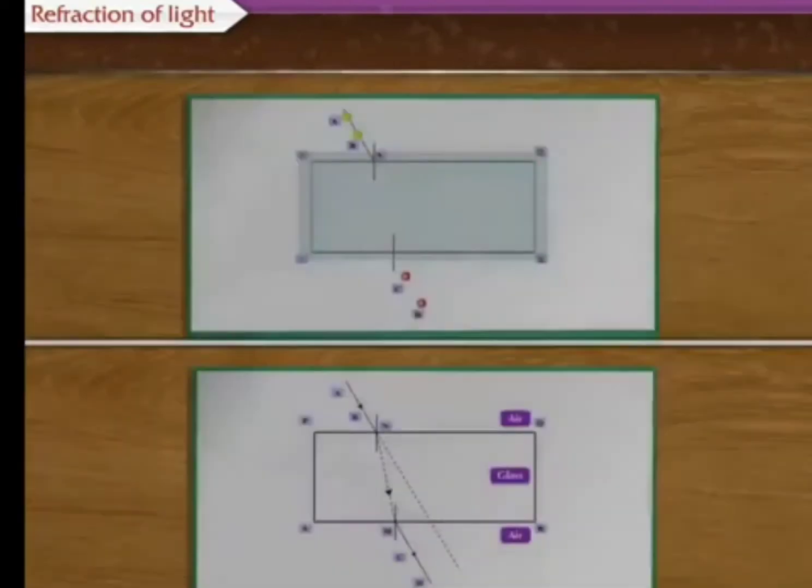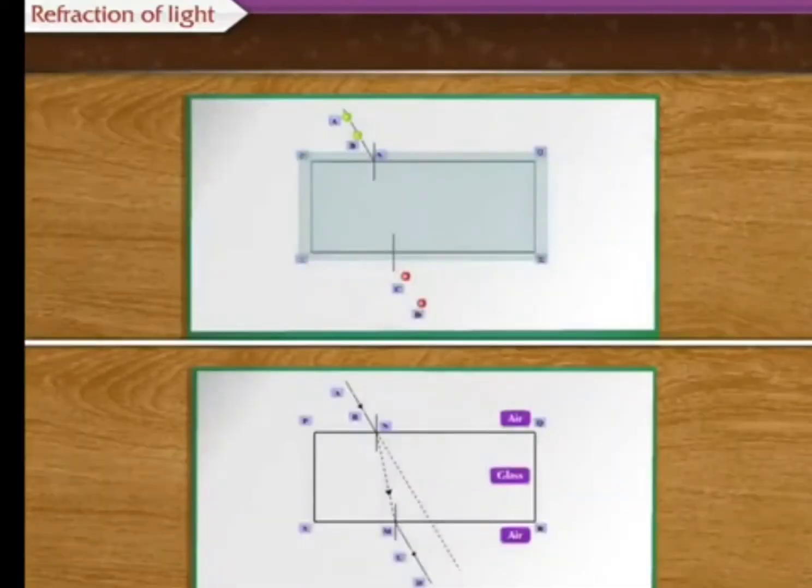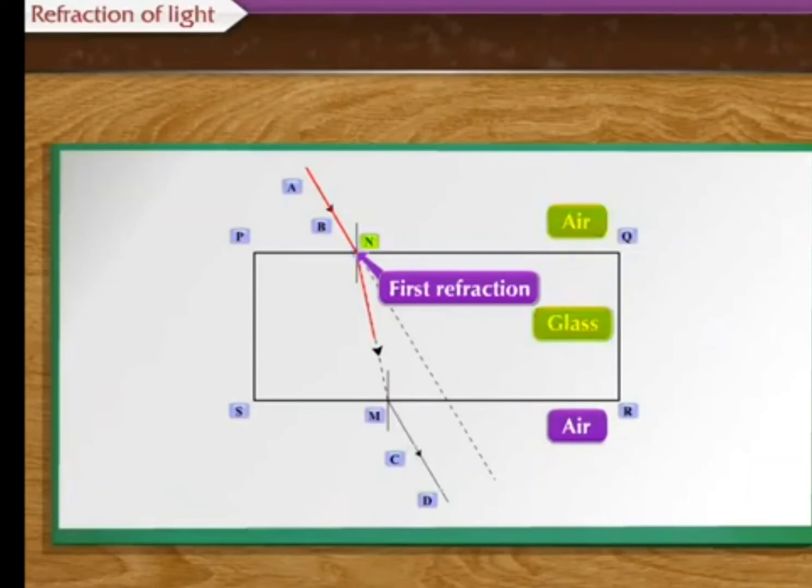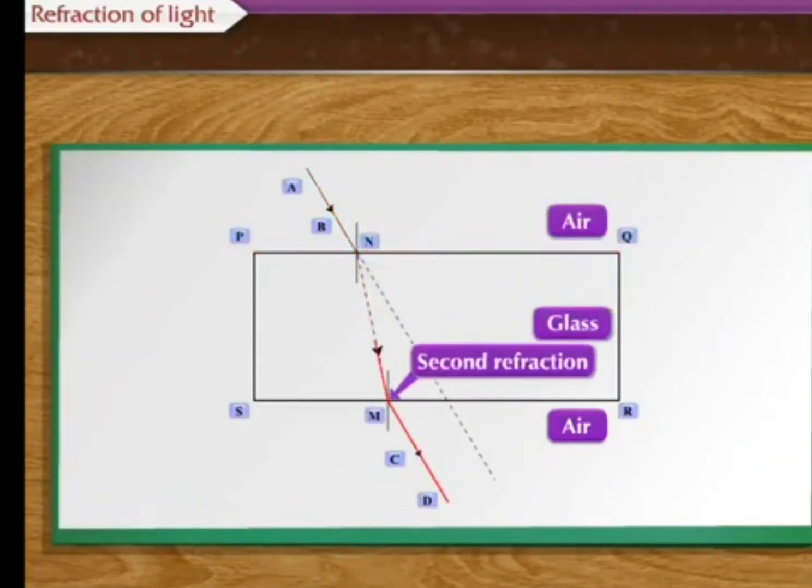In the activity of refraction of light passing through a glass slab, light gets refracted twice. The first refraction occurs when the light ray enters the glass from air at N on side PQ. The second refraction occurs when light enters air from the glass at point M on side RS. Before proceeding further, let us know about the angle of incidence and angle of refraction.